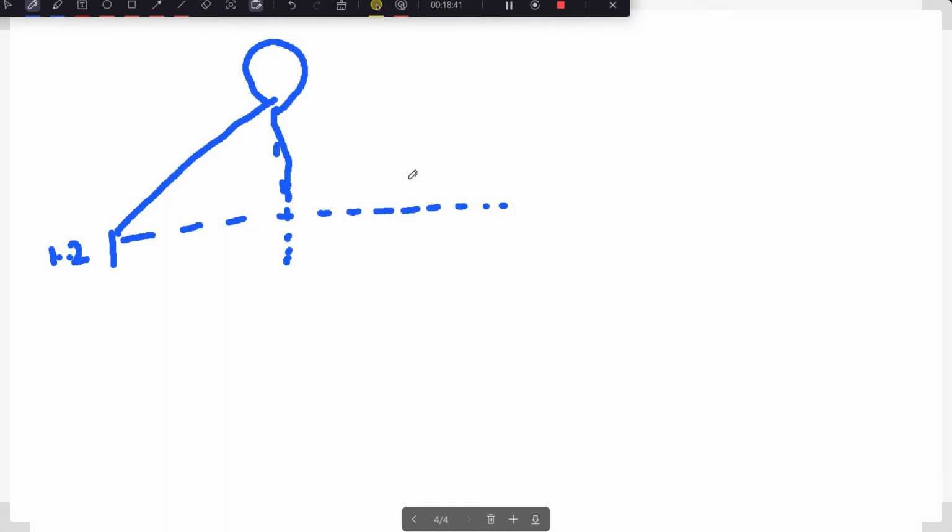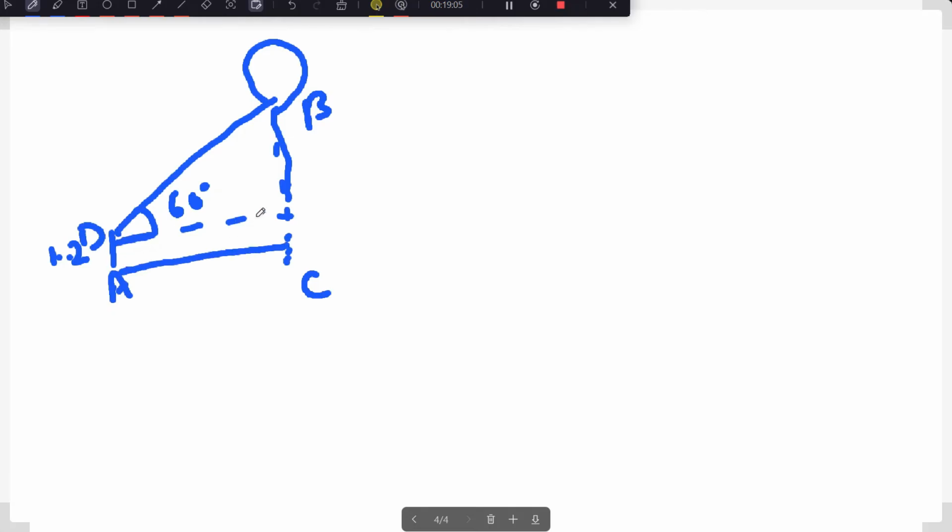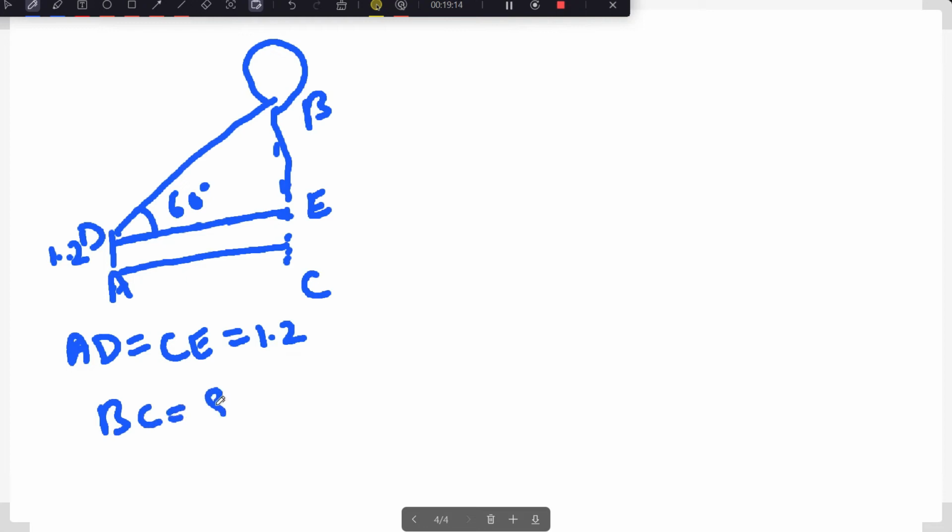So this angle is 60 at this point. If you want to mark, this point is B, this point is C, this point is A, this point is D, whatever, I've just marked something here. AD equal to CE equal to 1.2, BC is given as 88.2. Now it's saying after some time the angle of elevation reduces to 30 degrees.